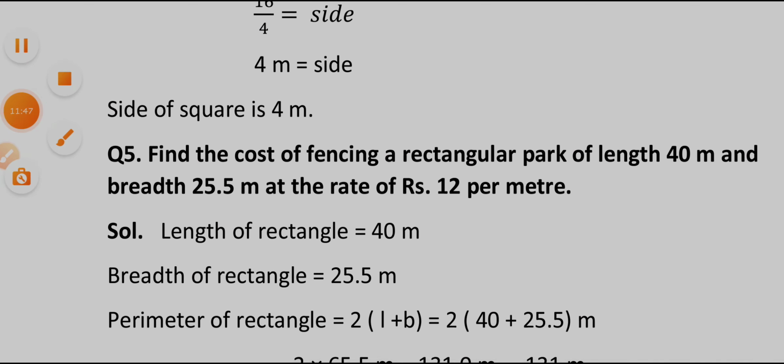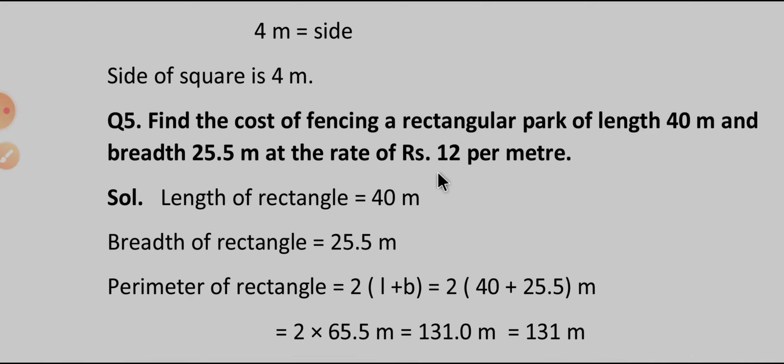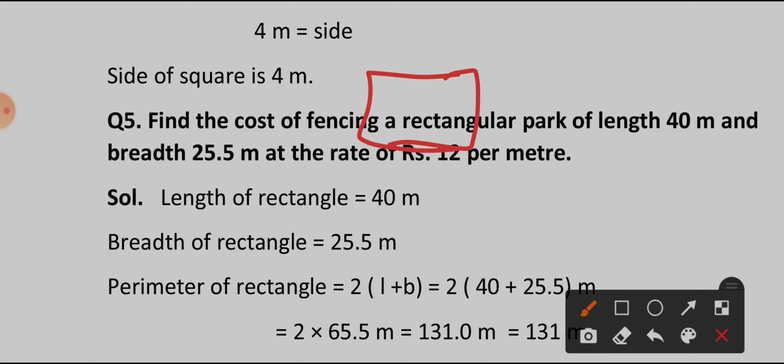Then see the next question, question number 5. Find the cost of fencing a rectangular park of length 40 meter and breadth 25.5 meter at the rate of rupees 12 per meter. Fencing means here 12 per meter is given. Per meter means we have to first find the perimeter. After that, fencing means it is a rectangular park and we have to make a boundary of wire or anything that we have to cover. द टोटल रेक्टेंगुलर पार्क में हमें कुछ कवर करना है या फिर आसपास हमें क्या लगवानी है, दैट वायर्स वी हैव टू यूज़. सो दैट वन व्हाट इज विल बी द कोस्ट.